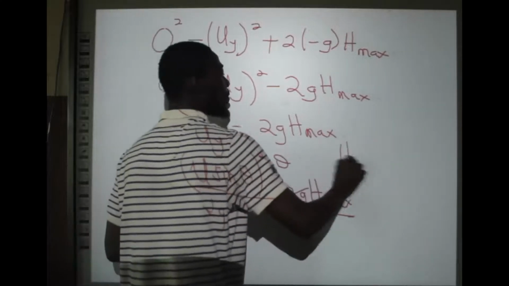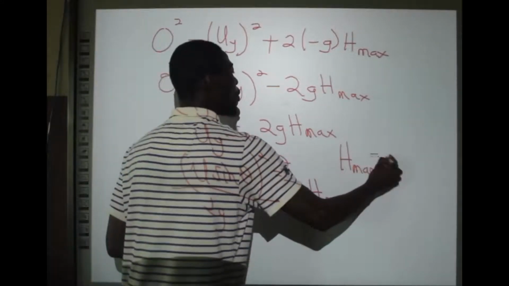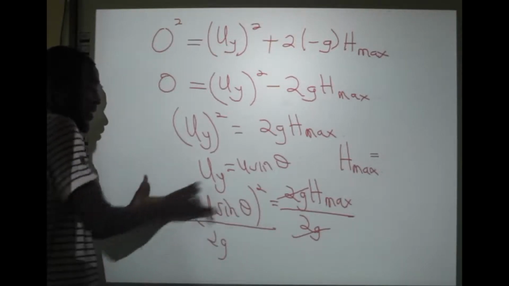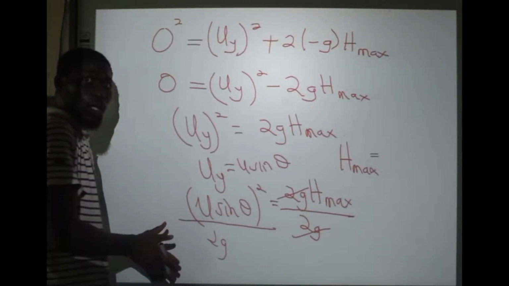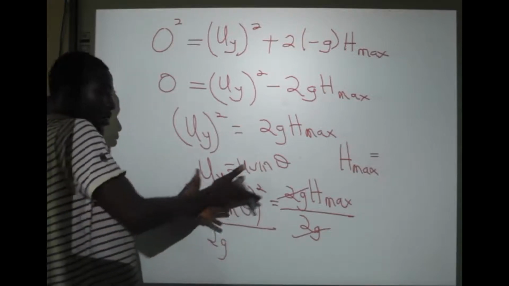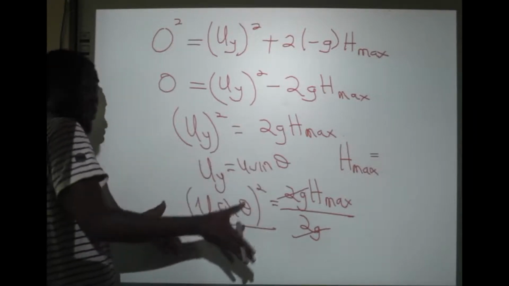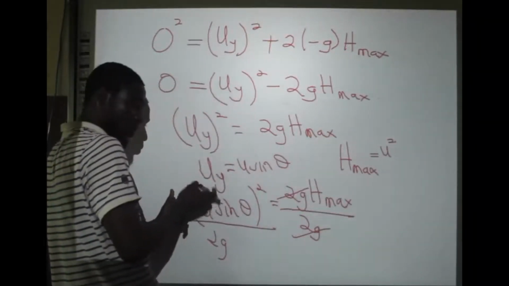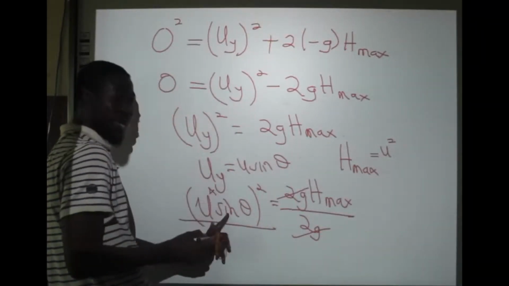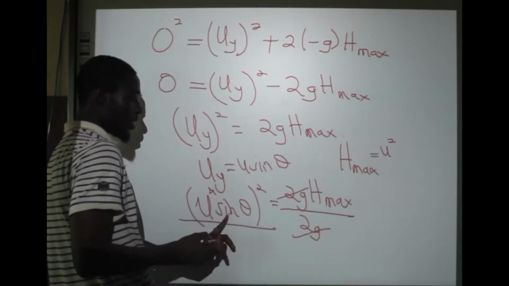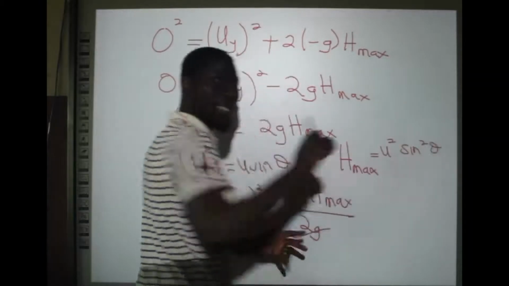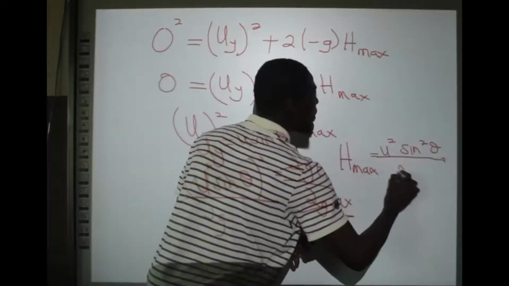Now if you expand this, the square affects u, which is a separate entity, and sin θ is a separate entity on its own. So you can just take that square separately, which gives us u². Don't forget there's an invisible multiplication connecting u and sin θ. So that will be u², and sin θ will take its own square, so that will be sin²θ. You can say (u sin θ)² all over 2g.